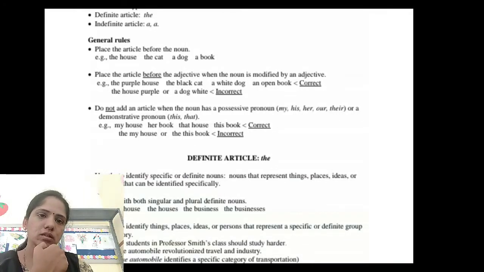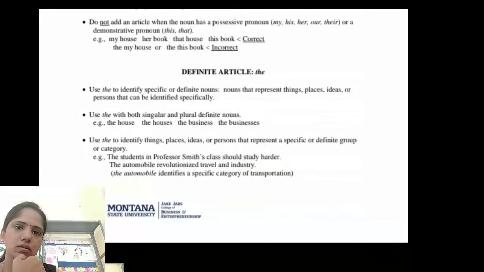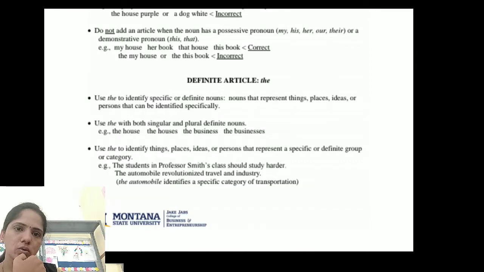And do not add an article when the noun has a possessive pronoun like my, his, her, or their, or a demonstrative pronoun like this, that. For example, my house, her book, that house, this book. These are the examples. We have to learn closely.